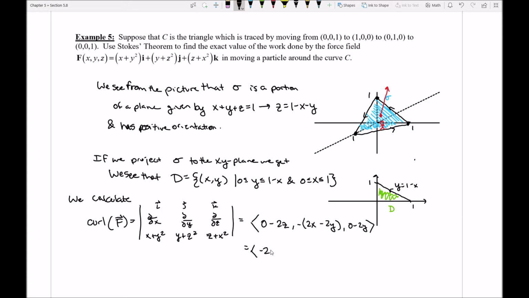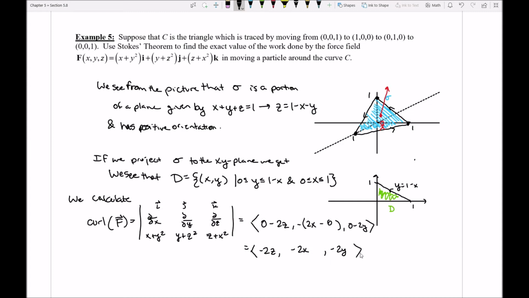I end up with negative 2z, and then my last component being negative 2y, and, oh, I might have accidentally miswrote something here. Yeah, I accidentally miswrote what I had in here. This should be partial with respect to z of x plus y squared. So, whoops, this right here should not be a 2y, but instead that part should be a 0. So this should be a negative 2x in there. My apologies. So here's my curl.